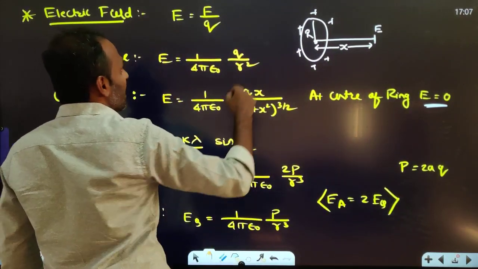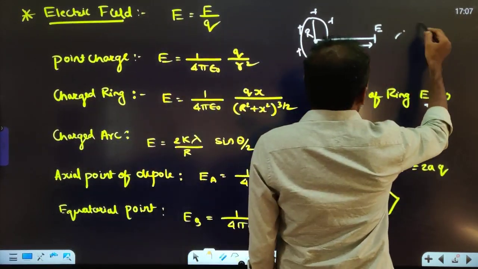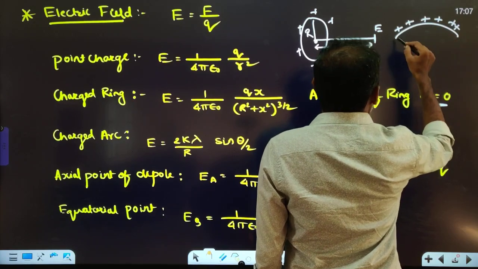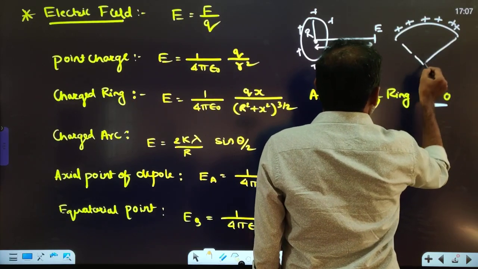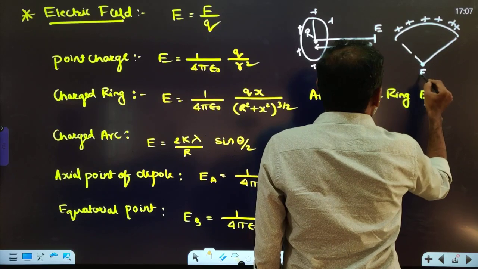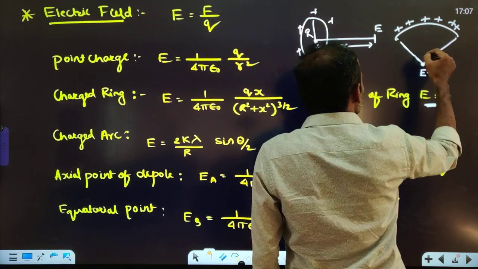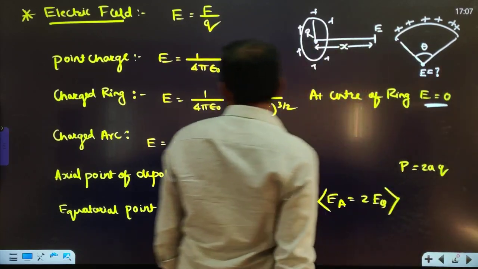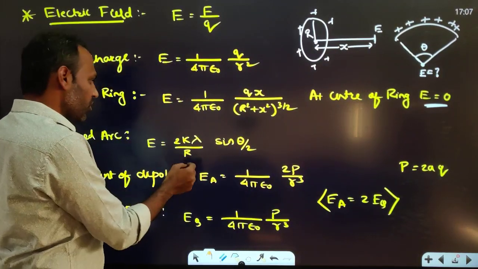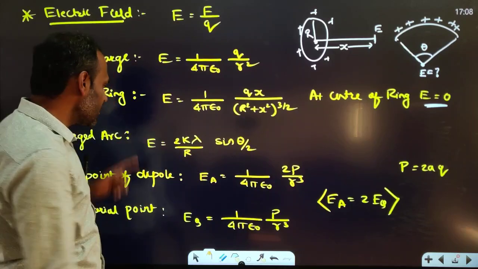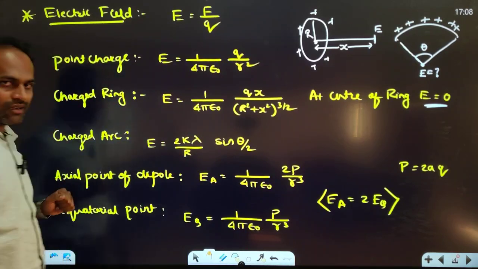Charged arc means it is not the full ring. It is like this. This is the charged arc. If you want to find the electric field at the center of this charged arc, if the angle between the lines joining the ends of the conductor is theta, then you use this formula 2k lambda divided by r sin theta by 2, where k is 1 by 4 pi epsilon or 9 into 10 raised to 9. Right? This is the electric field of a charged arc.